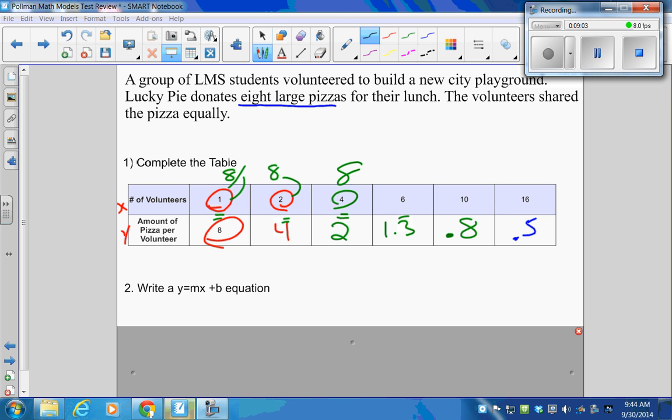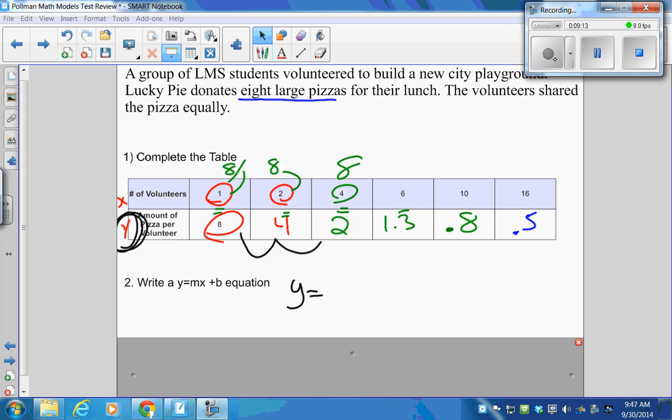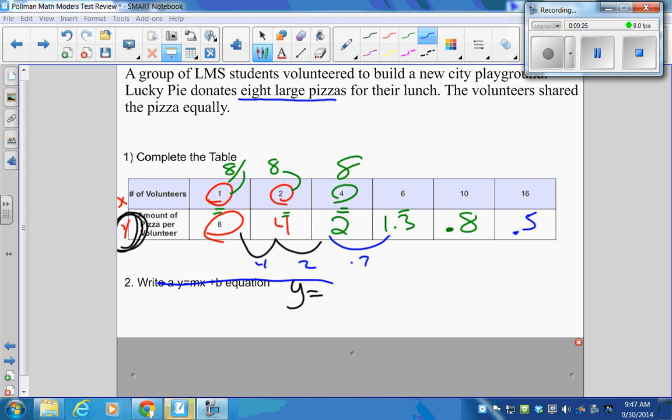Your equation, my rise over my run. So remember, my y is my rise. So you have to figure out how much this goes up by every time. Since it does not go down by the same amount every time, this goes down by 4, this goes down by 2, this goes down by 0.7, this is not a linear equation. Not linear, so you cannot write that.